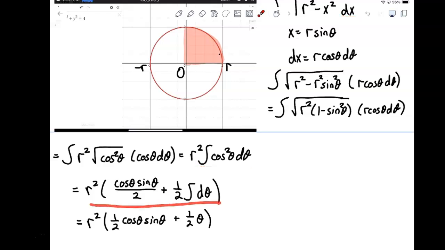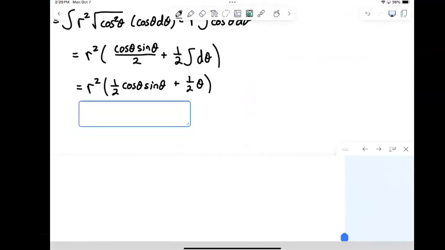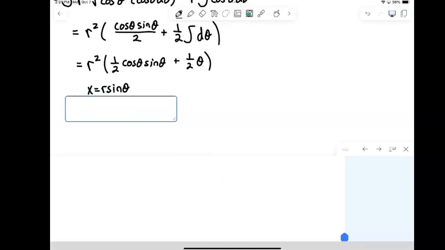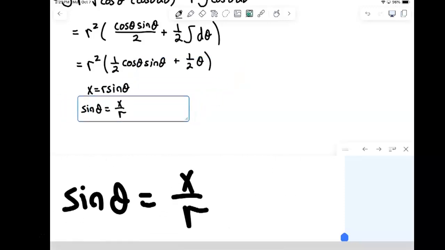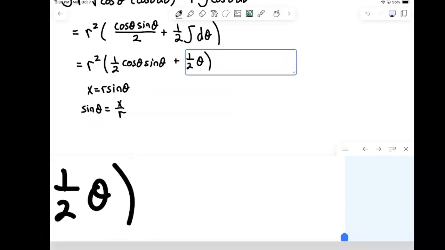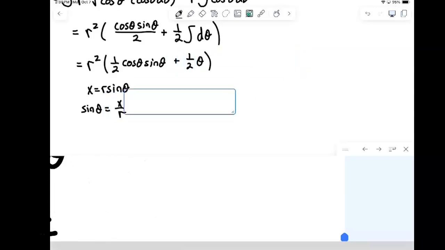Here we used our reduction formula, just doing a little bit of simplifying and rewriting. And now we're ready to convert from theta back to x. We know that x is equal to r sine theta, so sine theta is equal to x over r. So we can easily substitute in for sine theta; that's going to be x over r. And we can easily substitute in for theta. Theta is going to be the inverse sine, or arc sine, of x over r.